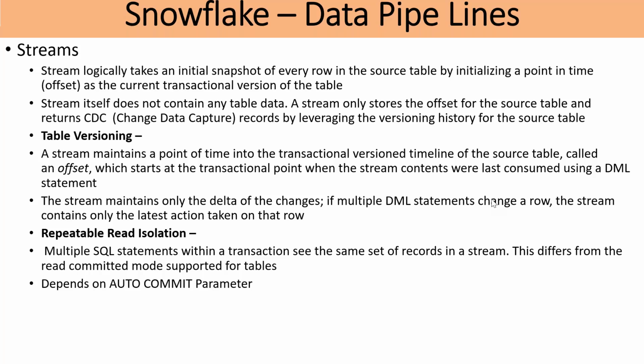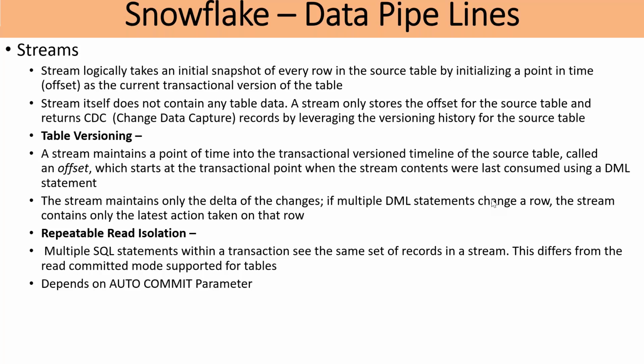Okay, so what is table versioning? Normally each table will have a version, and each version is associated to a file in S3 buckets, and the file is also versioned. Whenever you do multiple DML statements, if the stream is not consumed, you will have all the data in the stream. If the stream is consumed, the offset is reset to that particular time.